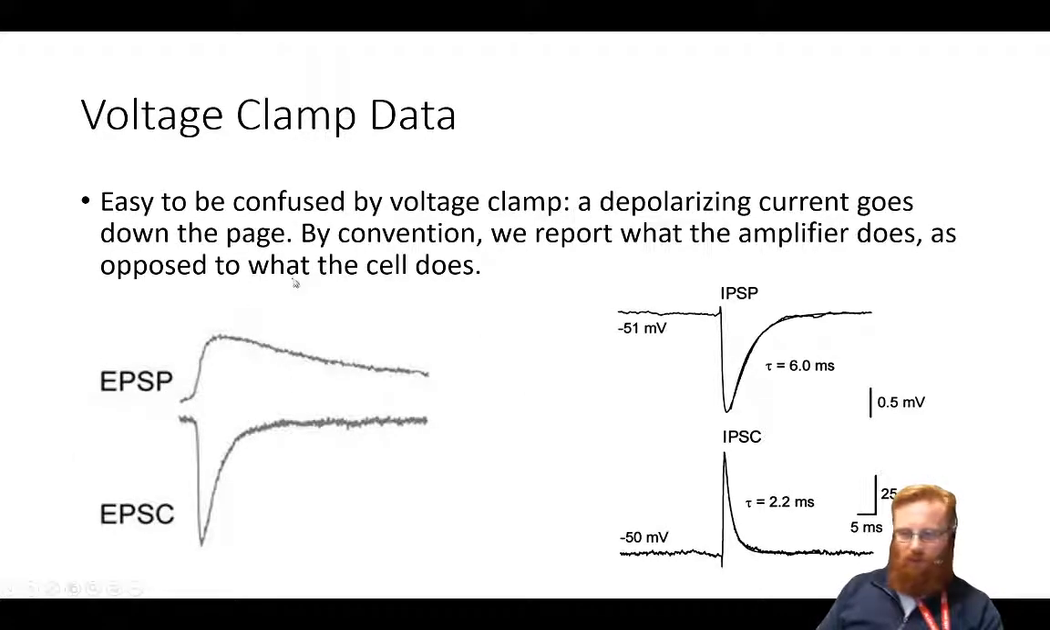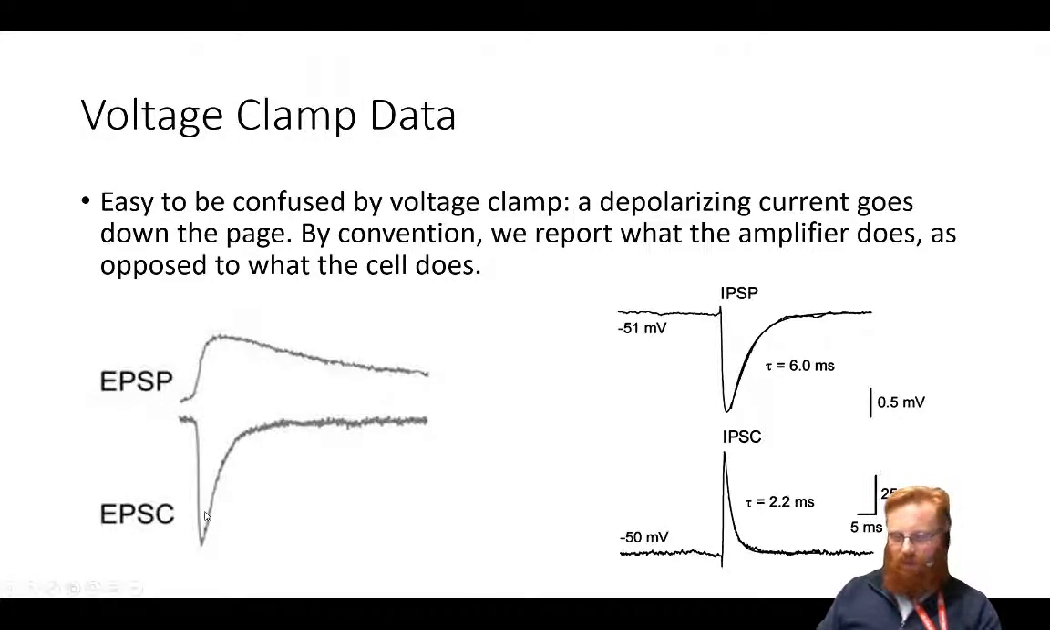And so this is the kind of stuff that you can see. In current clamp, we record an EPSP, while in voltage clamp, we report an EPSC. And they go in opposite directions. And really, that's just by convention. By convention, we report what the amplifier does, not what is happening to the membrane, right? So this is equal and opposite to what is going through the membrane. So we see this negative current, which is known as an inward current, because it represents positive charges moving into the cell.